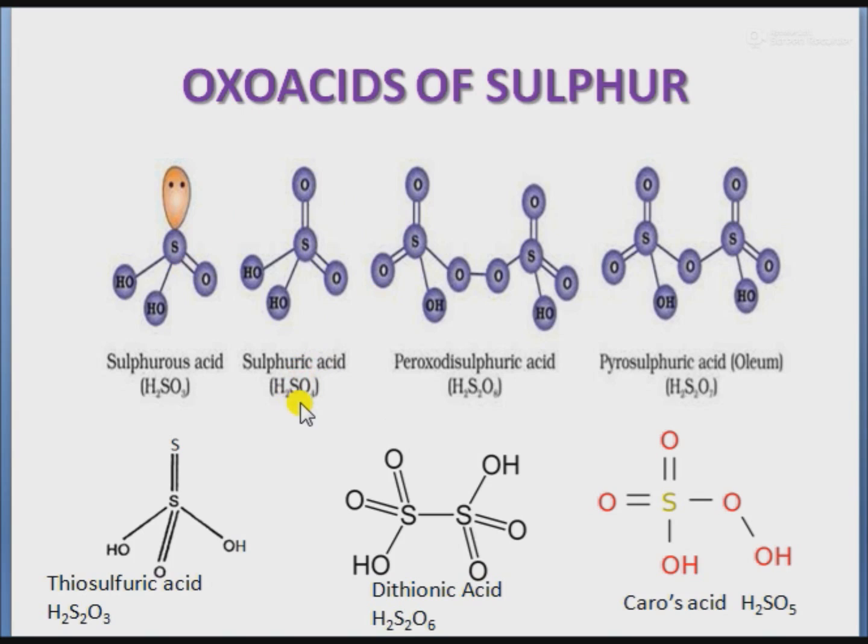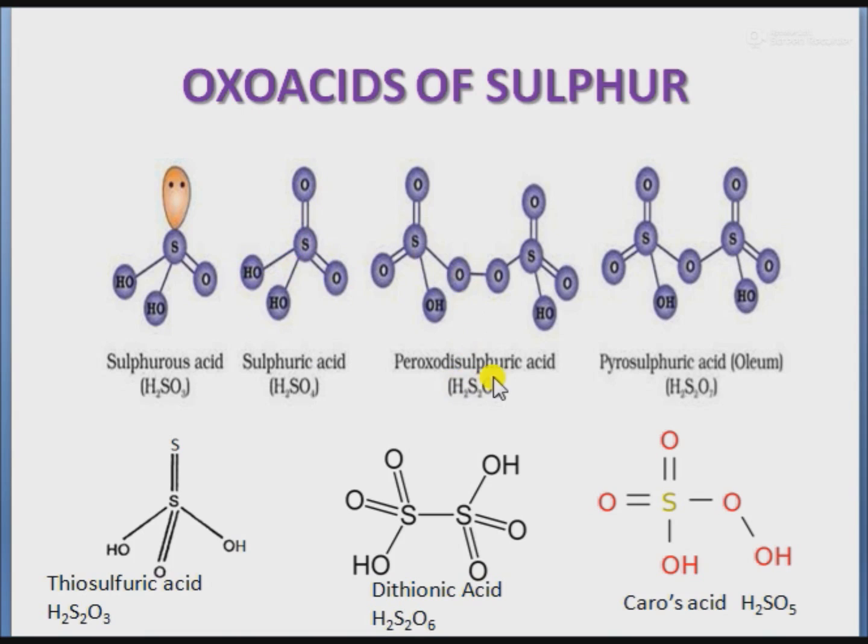Next is sulfuric acid. Its formula is H2SO4. In this case, sulfur is present in +6 oxidation state, in which sulfur is attached to two OH groups and two oxygens with double bonds. Here, due to these two OH groups, it is dibasic.